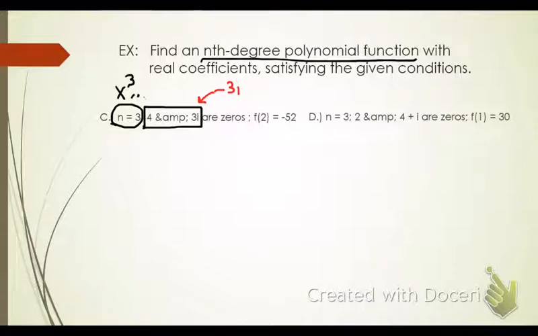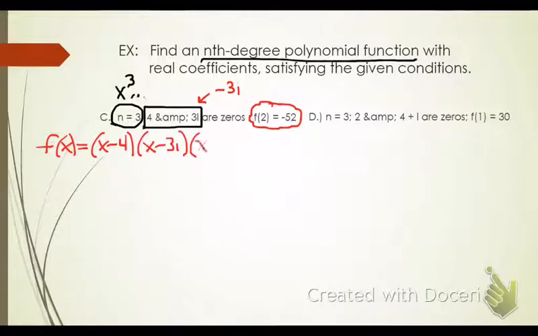So if I tell you +3i is a 0, then so is -3i. That's all we're going to worry about right now. We'll worry about this condition last. So you're going to take what I gave you as zeros, and you're going to write the factors. So kind of like we're working backwards. If 4 is a 0, then x minus 4 is a factor. If 3i is a 0, then x minus 3i is a factor, and x plus 3i has to be a factor. Now you're going to multiply these all out.